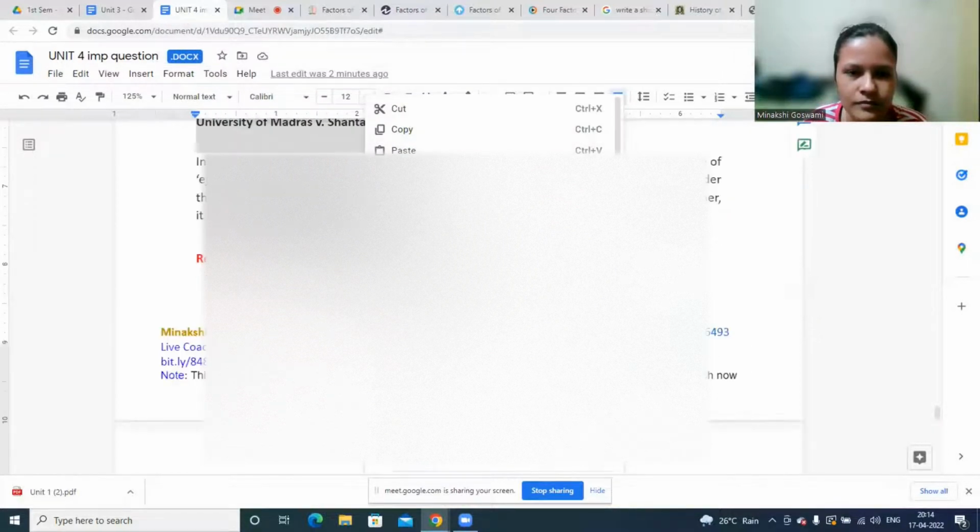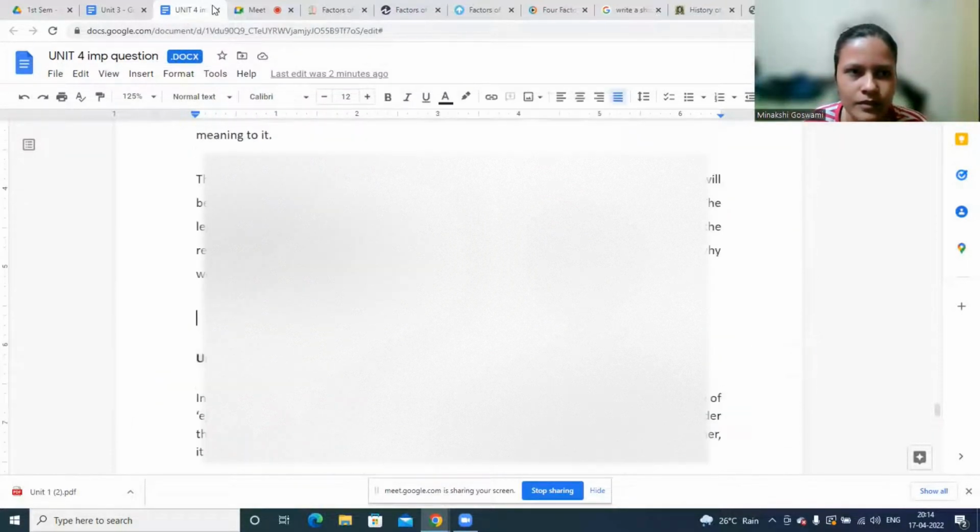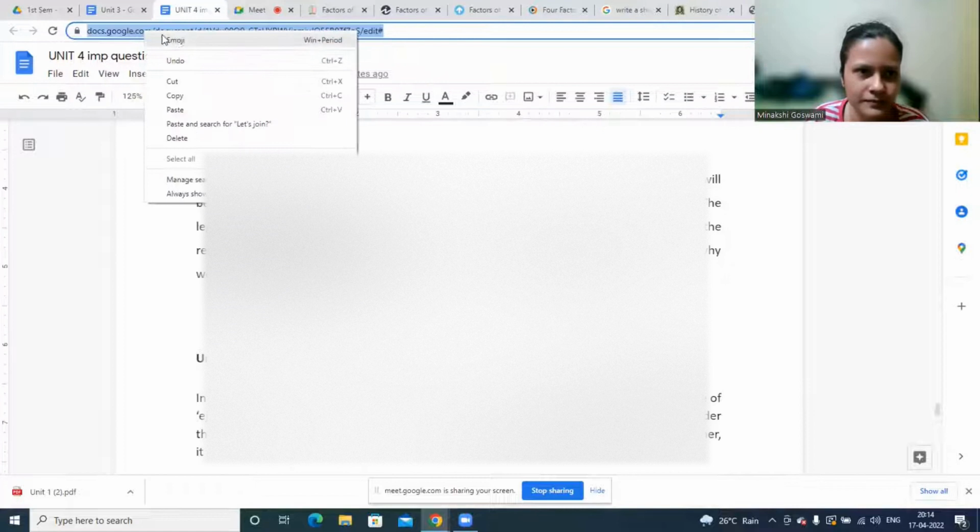So what is Article 12 of the Constitution? Ma'am, is it related to the formation of the state? It is relating to the state, but it is providing a definition of state. Okay.